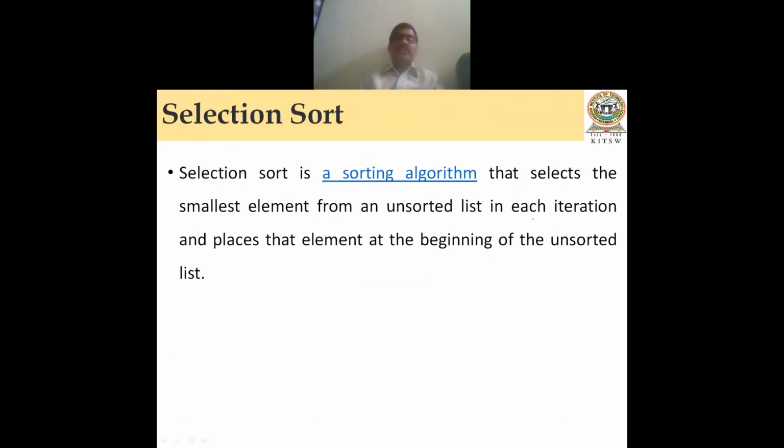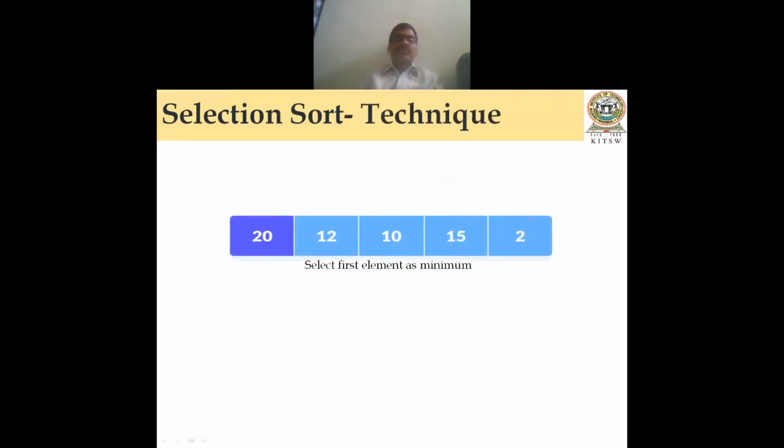So what is meant by selection sort? Selection sort is a sorting algorithm that selects the smallest element from an unsorted list in each iteration and places that element at the beginning of the unsorted list. For example, consider 20, 12, 10, 15, 2. These are the five elements in the given array.